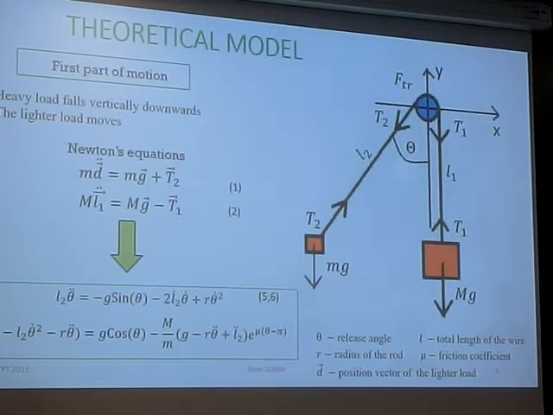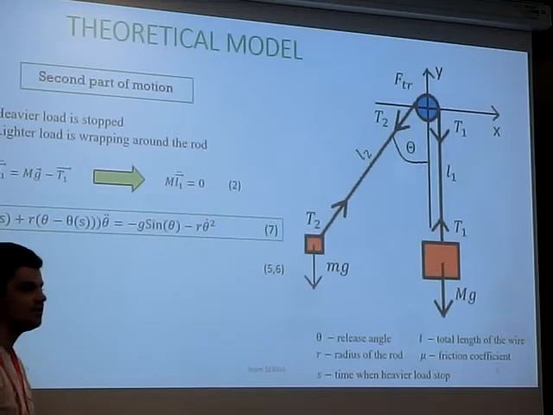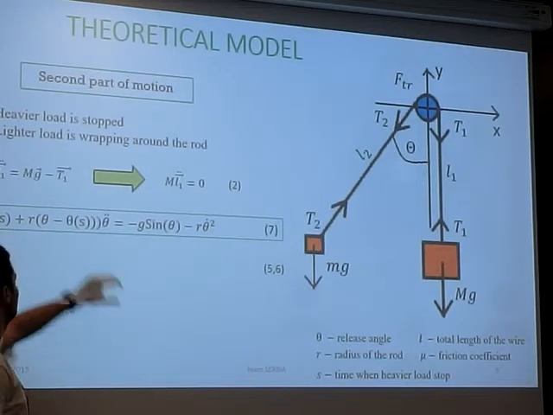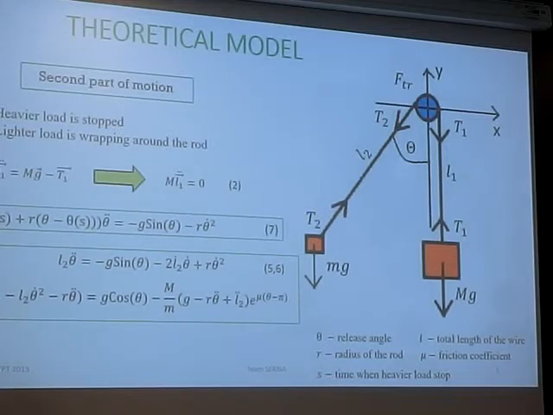Now, the second part of the motion starts when the heavier load stops. The lighter load will continue to move and sweep around the rod. Because the heavier load stopped moving, we have slightly changed our equations. If we take our final equations 5, 6, and 7, we want to make our theoretical prediction and simulation based on them. To do that, we need to know all initial parameters.